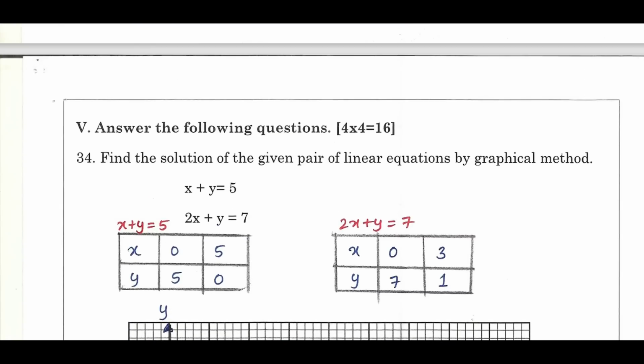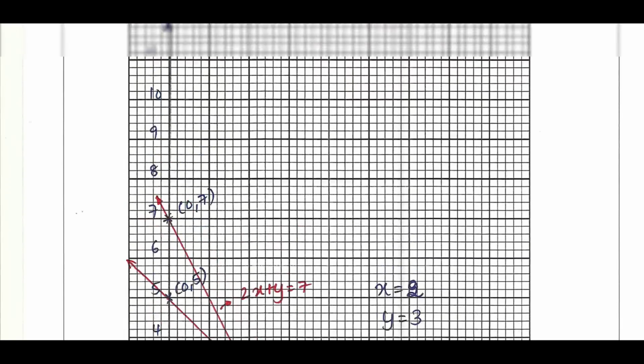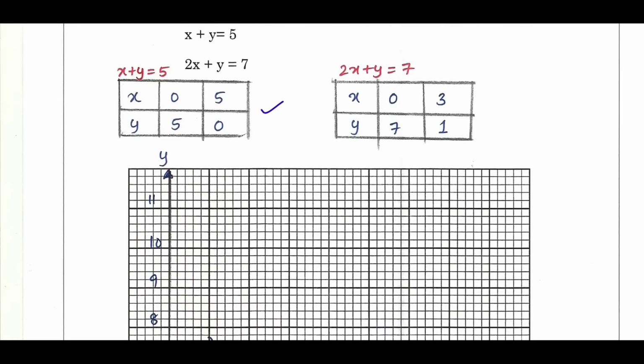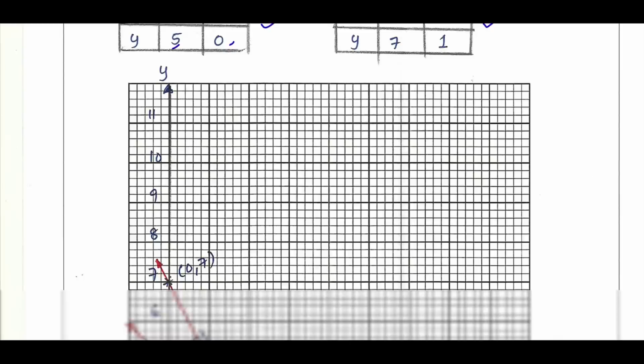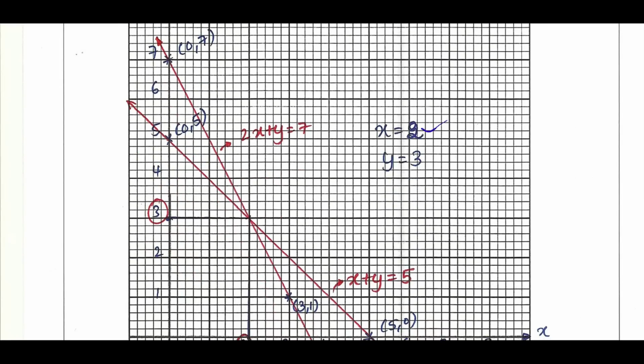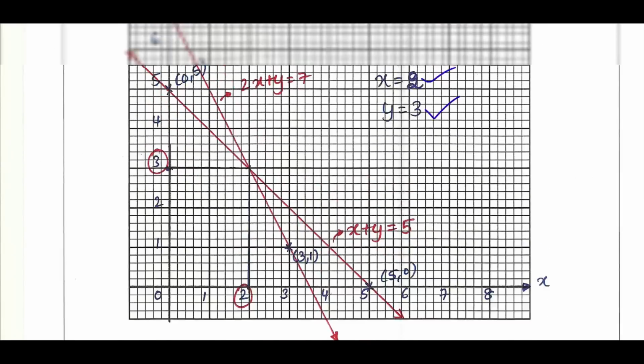Dear students, 4 marks important question, solving the pair of linear equations by graphical method. Here I have taken only 2 points, but I suggest you take minimum 3 points. 2 points is also enough to plot the line, but it's better to take 3 points. If you consider x equals 0, we get y equals 5. If x equals 5, we get y as 0. In the same way, x equals 0, we get y 7. x equals 3, we get y as 1. Plotting it, we get the value x equals 2 and y equals 3.